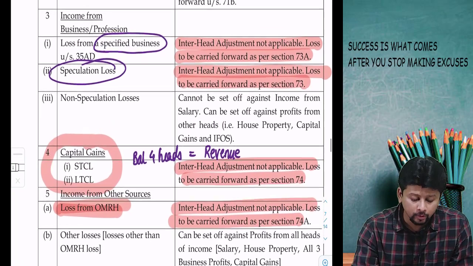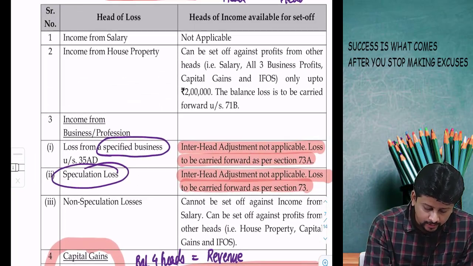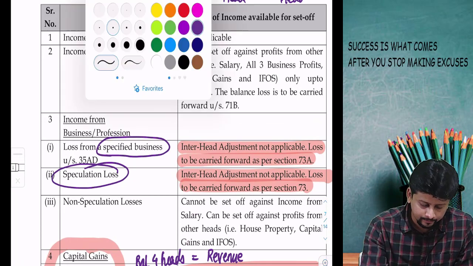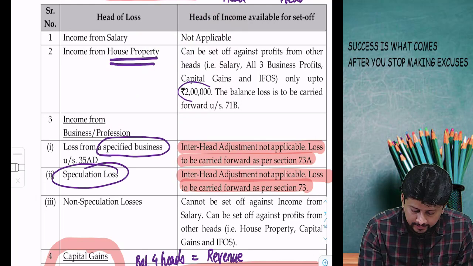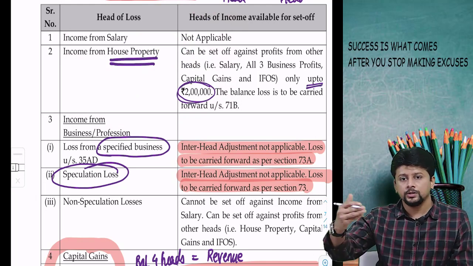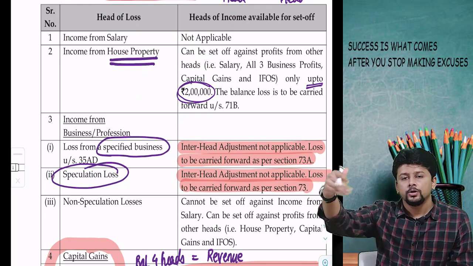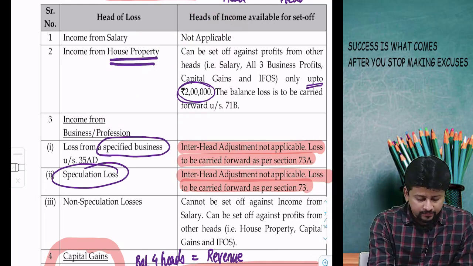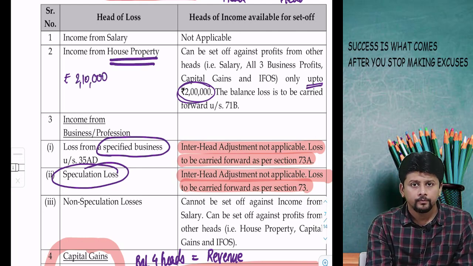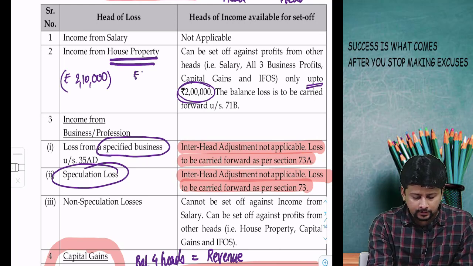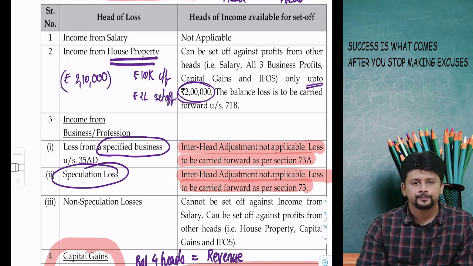Last restriction, 2 more restrictions to study. If you have loss under the head house property, that loss can be set off against other heads of income only up to 2 lakh rupees. Balance loss will be carried forward. In future, you will set off that loss. So if my loss under the head house property is 2,10,000, then 10,000 will be carried forward. Set off possible is only up to 2 lakhs.